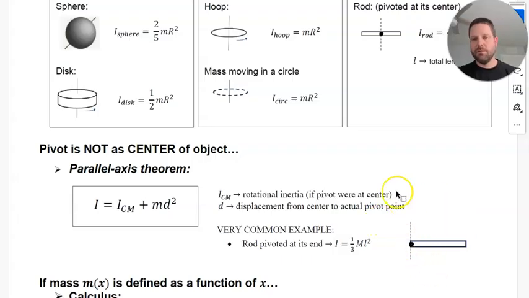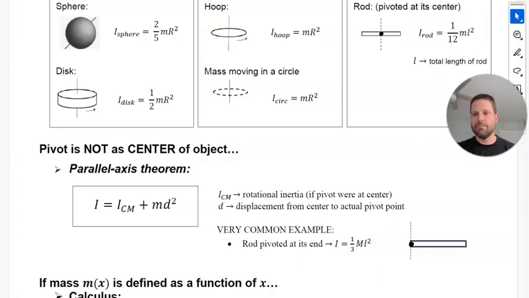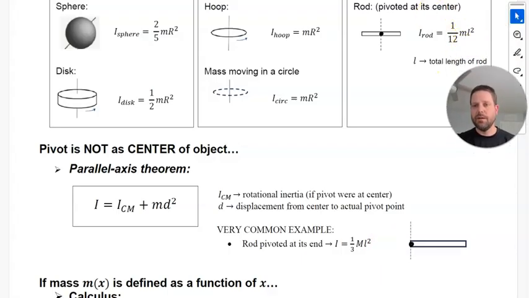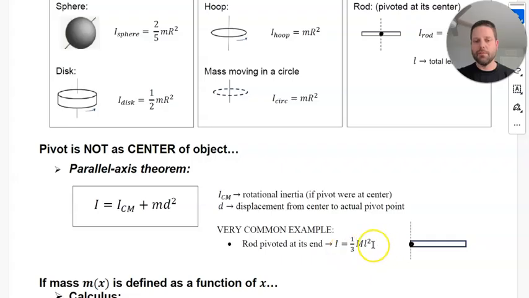So for example, if we were to, instead of having a rod pivoted about the center, shift that pivot point over to one of its ends, like the left end here, notice that it's going to have a higher I value. So instead of 1/12 ml squared, it's going to be 1/3 ml squared. And this equation is going to allow us to calculate that value, as we'll show an example here in a moment.